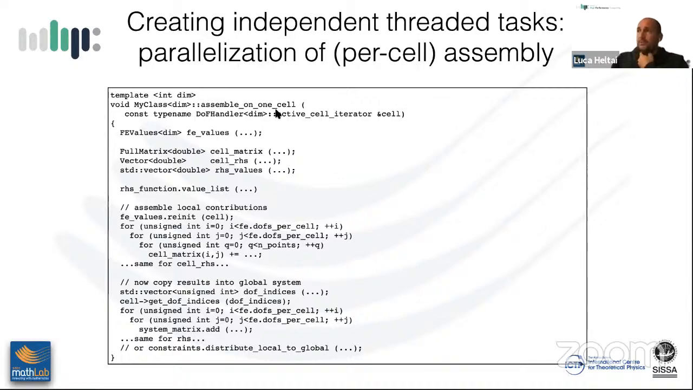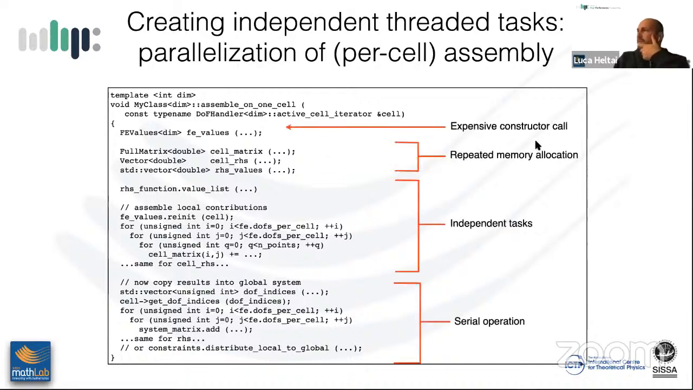So we will create an object that assembles on a single cell, and we will call it on every single cell. Okay. Now let's take a look at these guys over here. There's one expensive constructor call. So this constructor call here initializes a lot of stuff and tries to build a lot of stuff which is extremely expensive to build if you do this for every single cell. So you don't want to have one of this guy around per cell. You want to have one of this guy around per parallel task.